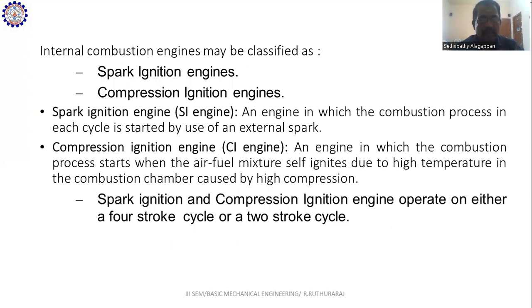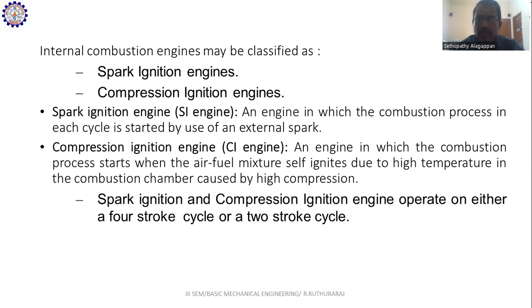The internal combustion engine may be classified into two types: spark ignition engines and compression ignition engines. The spark ignition engine is called the SI engine. In this type of engine, the fuel is ignited by a spark produced from the spark plug. So a spark plug is used in these engines. The compression ignition engine is called the CI engine.